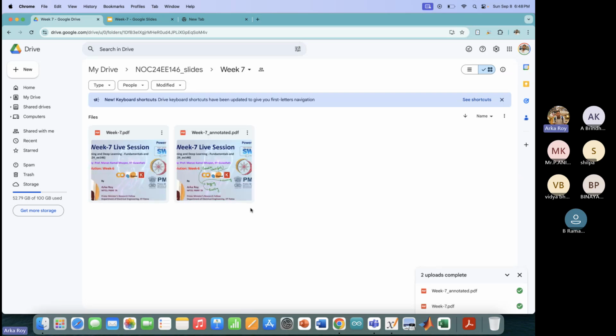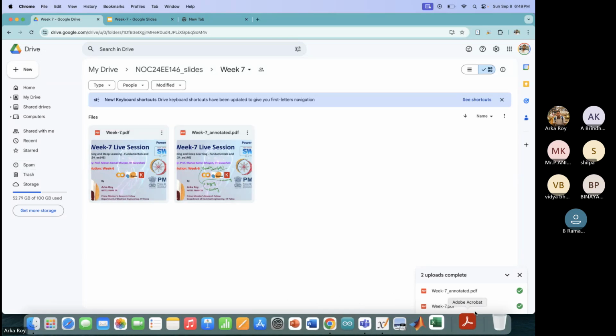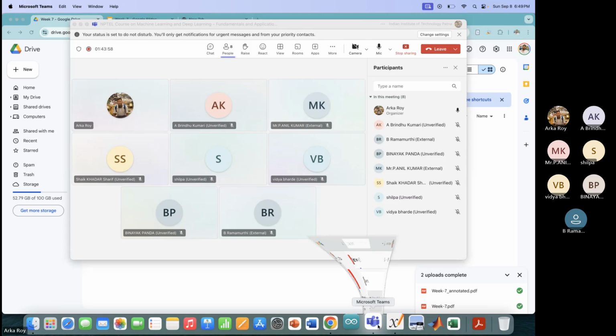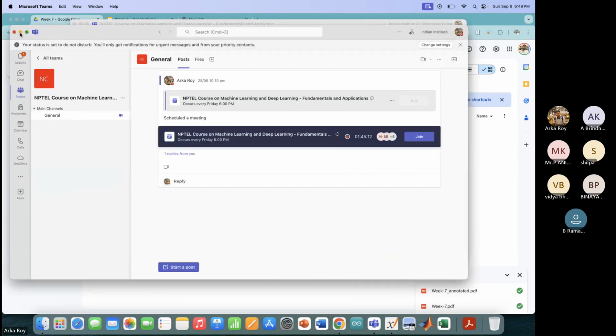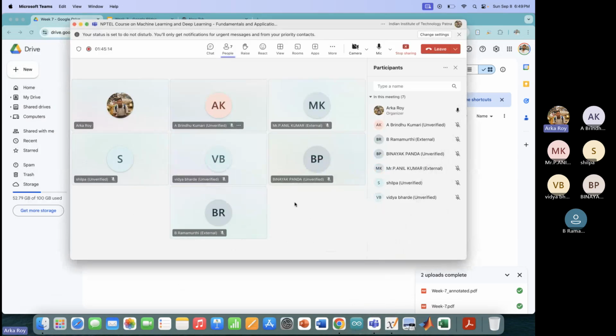So you will find that for each of the weeks' sessions, I have uploaded both the unannotated version and annotated versions. So you can just download the unannotated version and then you can solve on the sheet itself. If you have any question, you can ask. Otherwise, we can stop the session.